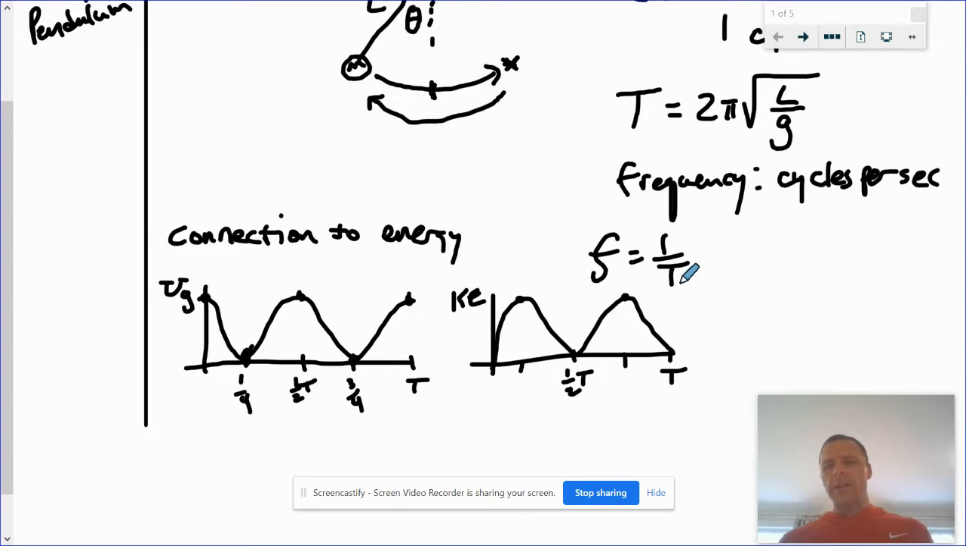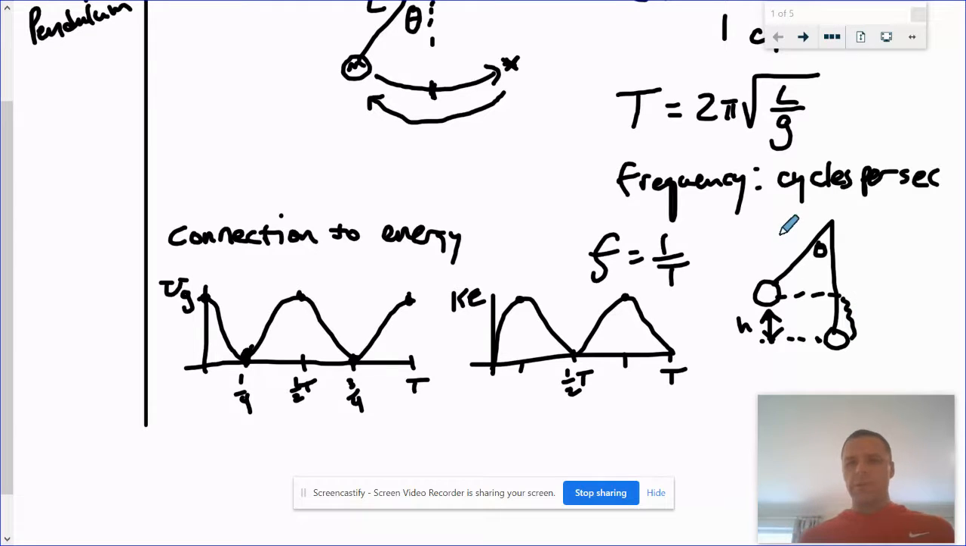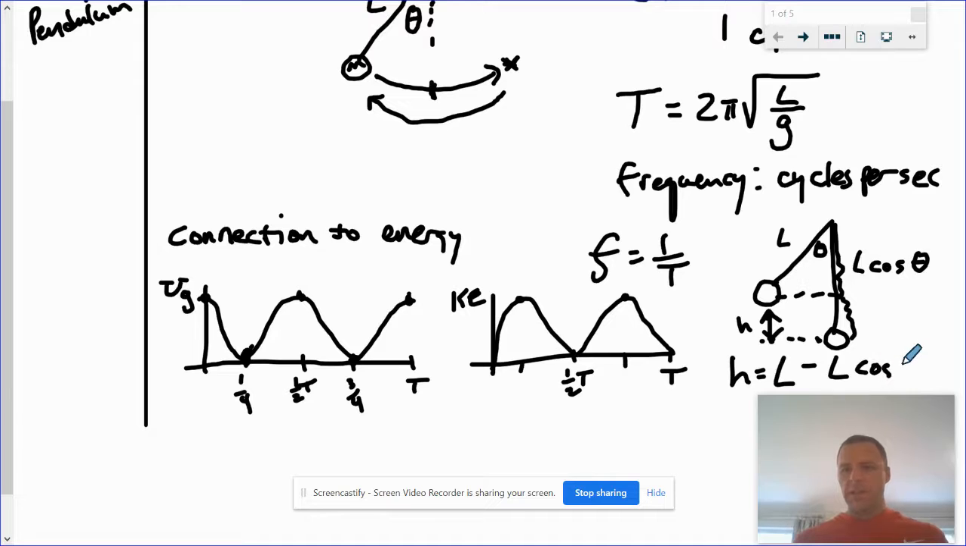Also, if you had to do a calculation with the simple pendulum, if you had to actually get some numbers, if this is the angle that it's drawn back to, the potential energy is based off of the vertical height from its lowest point. How do we find this height right here? Well, if the string has a length L, this distance right here is actually L cosine theta. So this height is going to be L minus L cosine theta, because you have the full length.